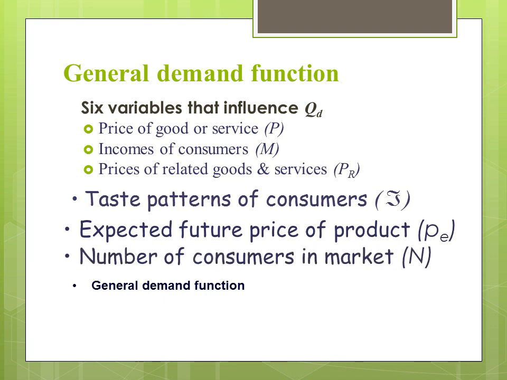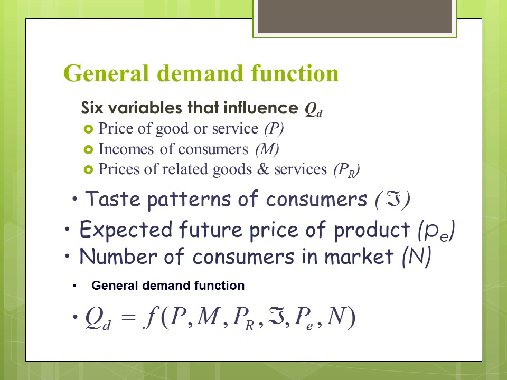Next is the general demand function. There are 6 variables that influence quantity demanded. Before discussing these variables, I will tell you about the law of demand. What is the law of demand? If other things remain constant, when the price of a good decreases, its quantity demanded increases, and when its price increases, its quantity demanded decreases. So here is a negative relationship between price and quantity demanded. So the demand curve has a negative slope.